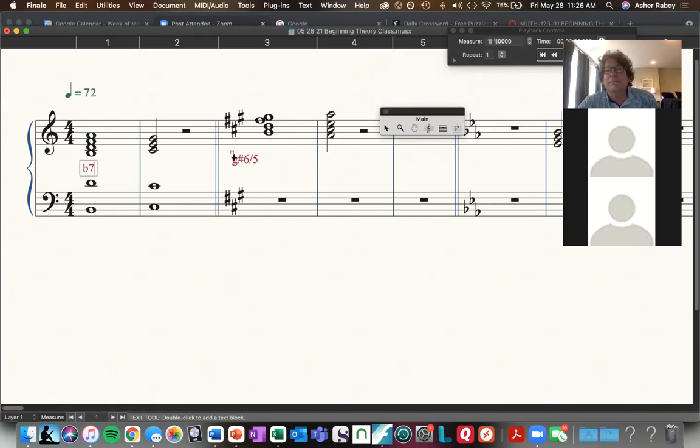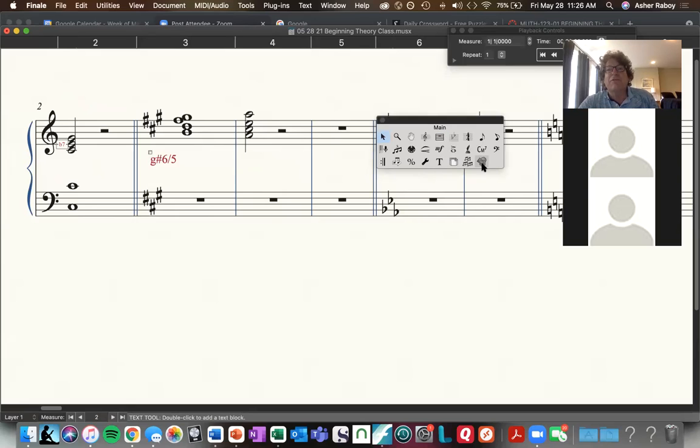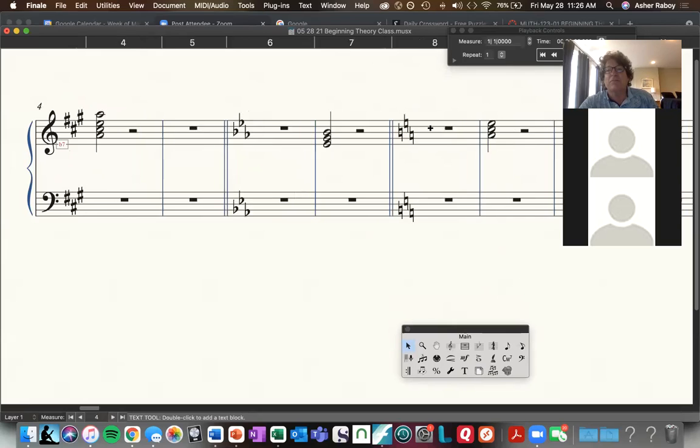Did you all get this one right? Give me a thumbs up if you got it right. Okay, good. So I'm going to skip the next major one. This is E flat major. I did that so we work in both sharps and flats, but there are no accidentals. So let's skip that. Let's go to minor.